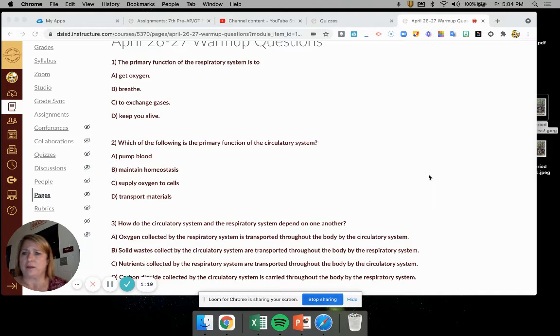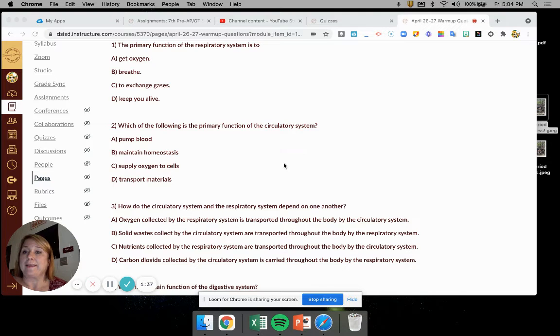Number two, which of the following is the primary function of the circulatory system? If you'll remember, the circulatory system is comprised of your heart, your blood vessels, that would be arteries, veins, and capillaries, and your blood. Yes, your heart does pump blood. That's one thing your circulatory system does. It does help you maintain homeostasis. It does help you supply oxygen to your cells, but that's not its primary function.